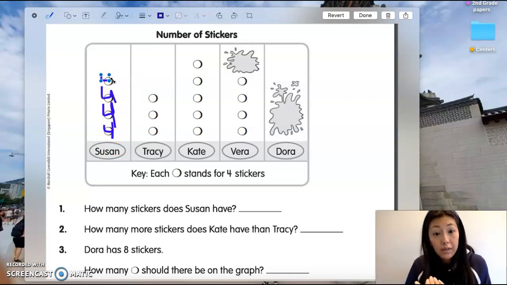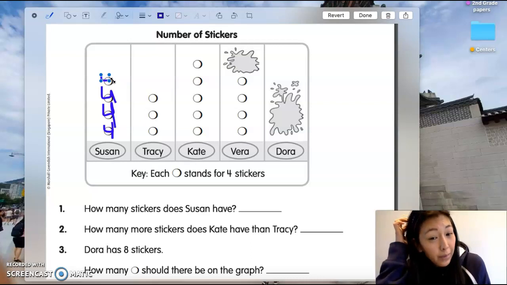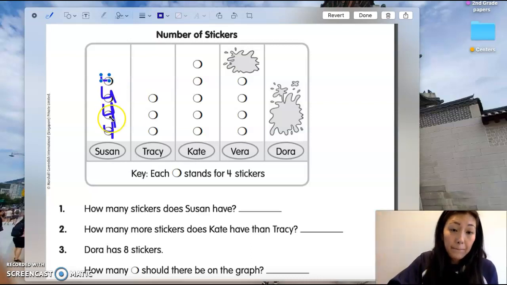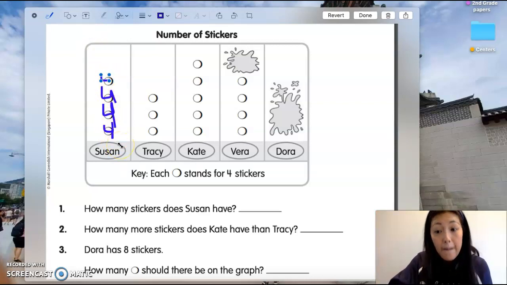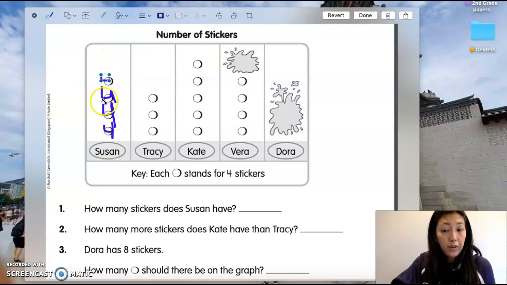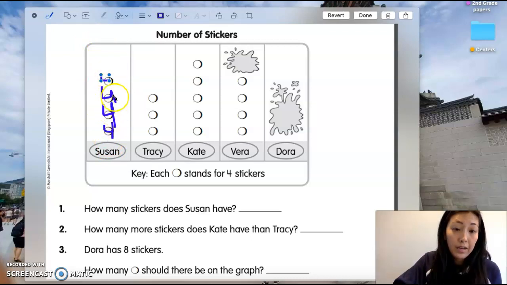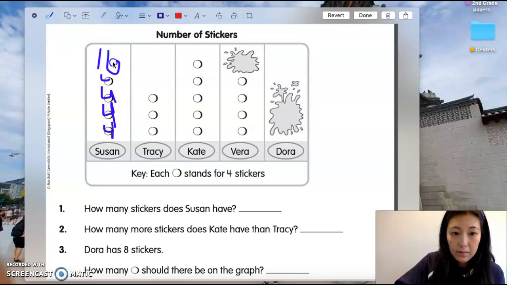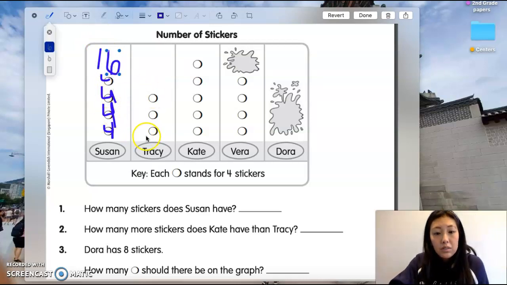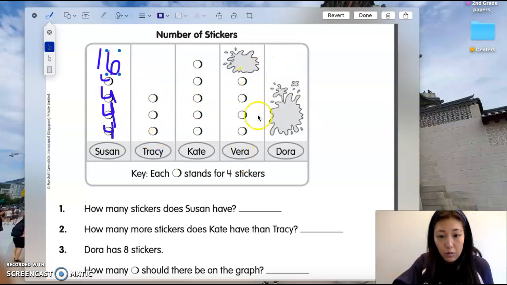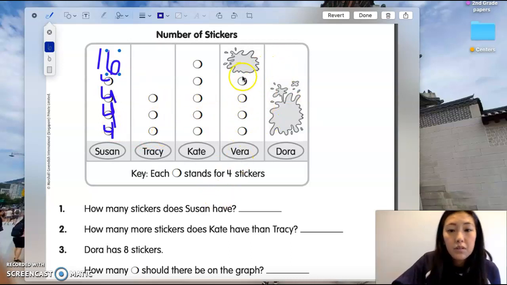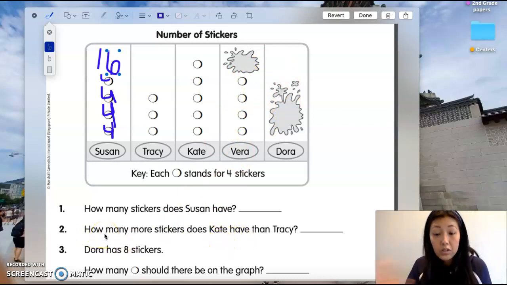Now you need to find the total here. So how many stickers does Susan have? Well, she doesn't have 4 of them. Remember, each sticker stands for 4. So you can skip count by 4s 4 times. You can add on. Very good. But somebody here knows that 4, 8, 12, and then we have 16. Then I would like to see you do the same for Tracy, Kate, and we know Vera's here, up to the spill. But I want to go over a strategy that you can do when you compare 2 people.